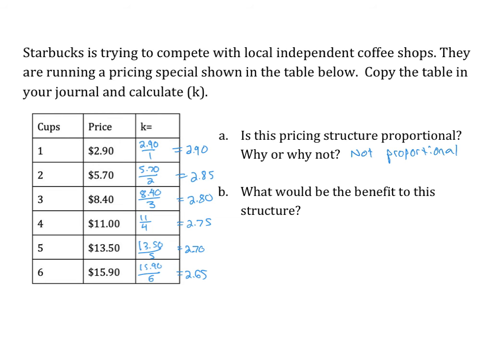And the benefit of this pricing structure, and this is the kind of pricing structure a lot of places actually do use, is that it gets people to buy more because they think that the more things they buy, the better deal they get. So again, we're going to calculate K by looking at Y divided by X. And if those K's are the same, they are proportional. If those K's are different, they are not proportional. So I'm going to say not proportional because they have different K's.